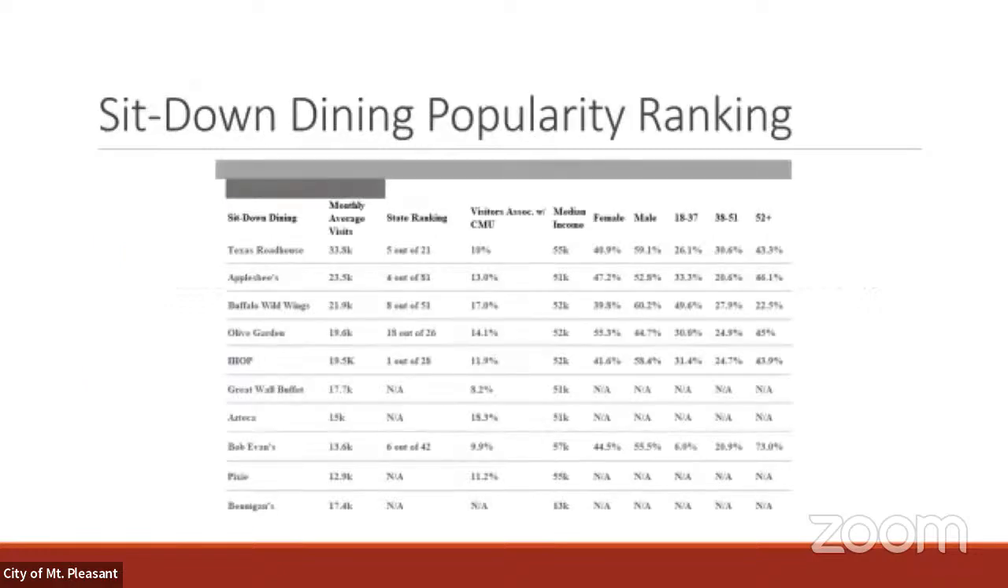So then we went into sit-down dining. At the top of the charts, we had Texas Roadhouse, which tends to be one of the higher ones in the entire state in each city, so that wasn't exactly surprising. Then we have Applebee's, Buffalo Wild Wings, Olive Garden, IHOP, Great Wall Buffet, Aztecas, Bob Evans, Pixie, and Bennigan's.